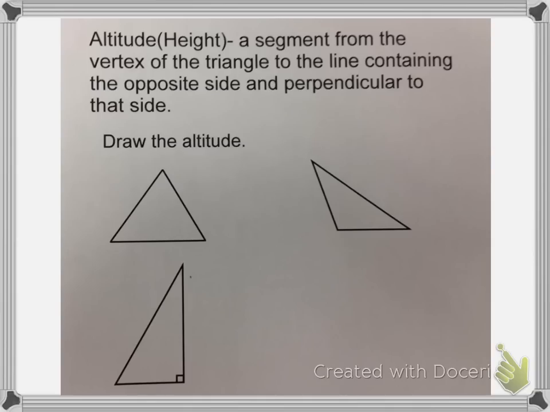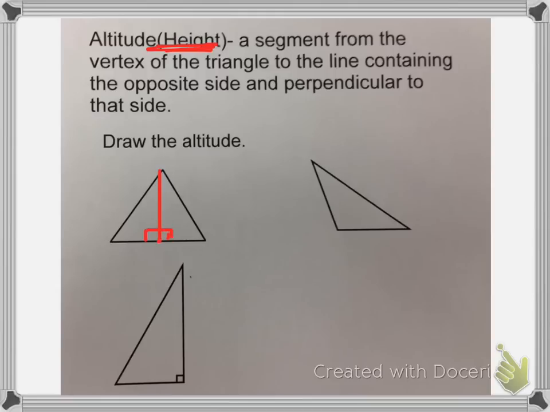Alright, so here's the third one, the altitude. The altitude is basically just the height of the triangle. It is a segment from the vertex of the triangle to the line containing the opposite side and is perpendicular to that side. So in this first triangle up here, we could draw several altitudes. Let's just pick one. So altitude goes directly down and it creates a right angle.